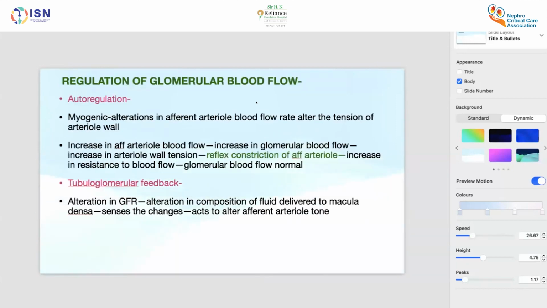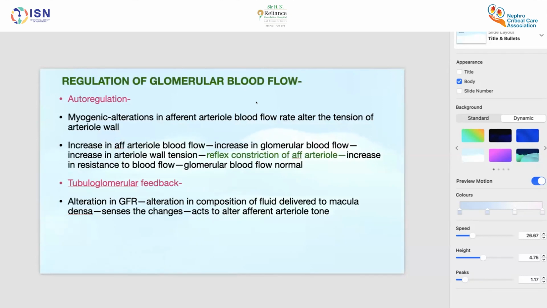The regulation of glomerular blood flow has two mechanisms: autoregulation and tubuloglomerular feedback. Autoregulation is explained by the myogenic theory, in which an alteration in afferent arterial blood flow alters the tension in the arterial wall. An increase in afferent arterial blood flow increases glomerular blood flow, which increases arterial wall tension, which causes reflex constriction of the afferent arteriole and an increase in resistance to blood flow, which causes glomerular blood flow to return to normal.